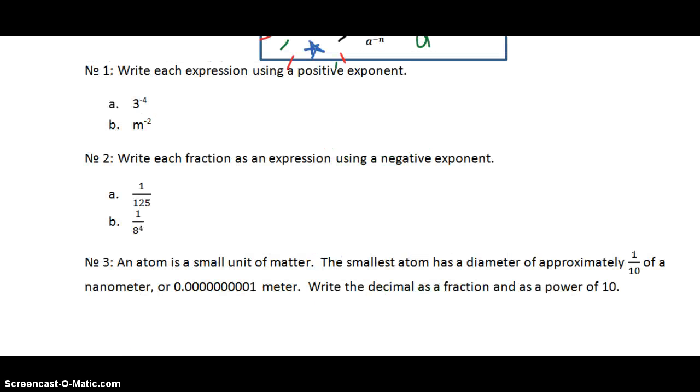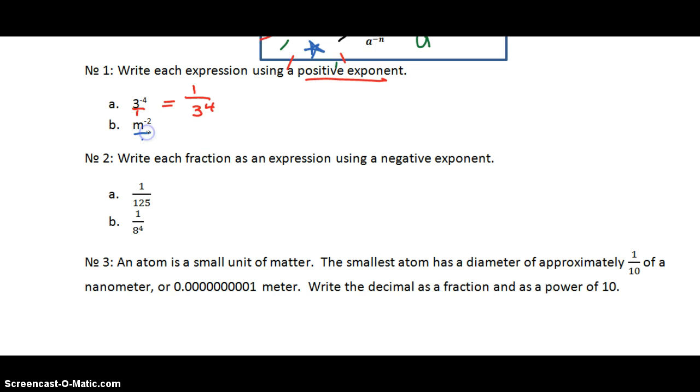All right, so let's practice with some examples. 3 to the negative 4. 3 is understood over 1. So if I go across the magic wand and leave a 1 in my numerator, it becomes 1 over 3 to the 4th power. And all they've asked us to do is to write these with positive exponents. So I'm finished with A.